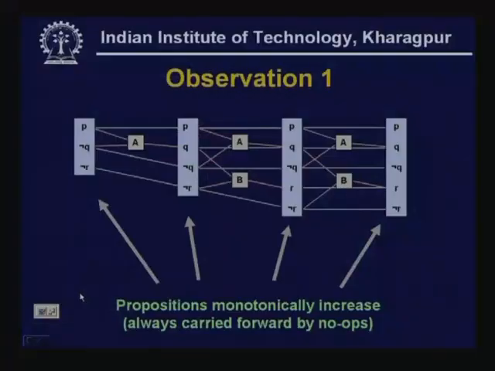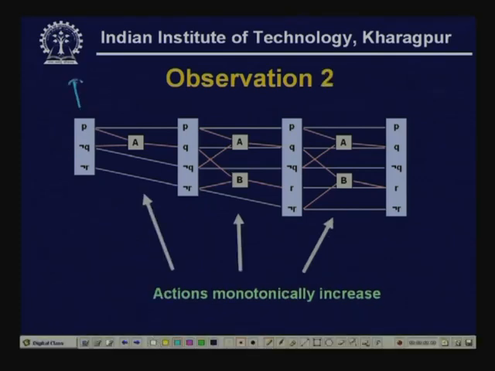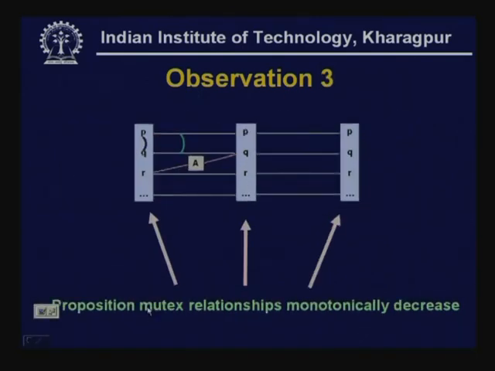Now, before we proceed further, let us look at certain observations. A first observation is that these are the set of propositions in state level 0, these are the set of propositions in P1, this is P2, P3, and we observe that the set of propositions is always monotonically increasing, the size of this set is increasing. We also note that the proposition mutex relationships are monotonically decreasing. Whatever mutex relationships we had initially, as we proceed further, these relations can be dropped. No new mutex relations will arise.